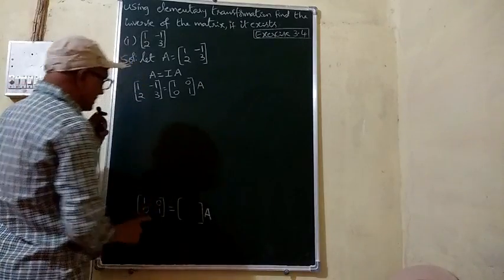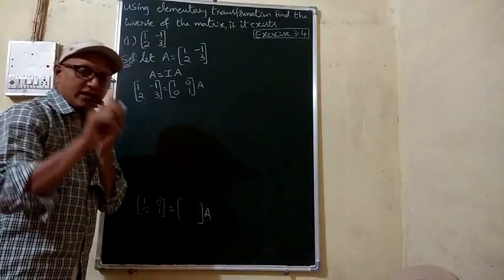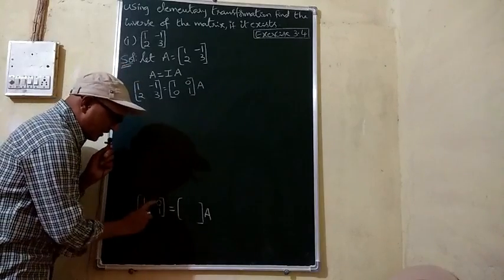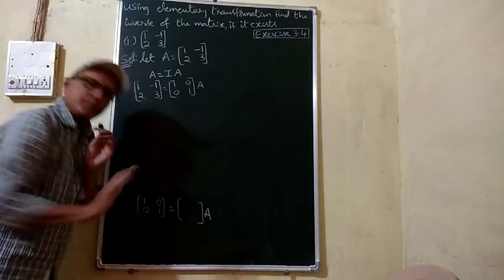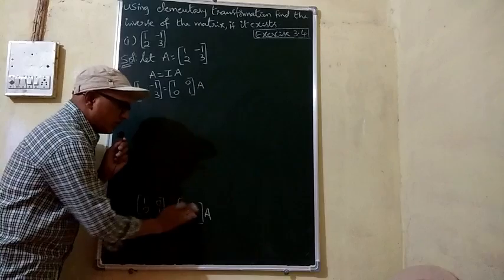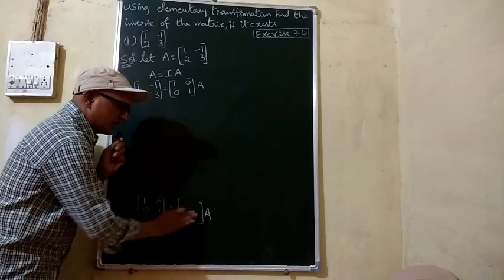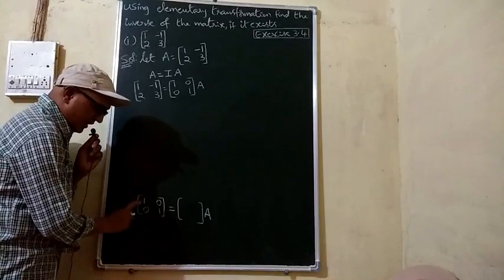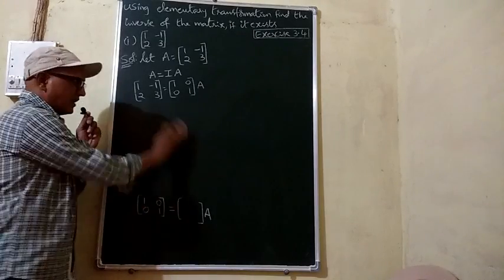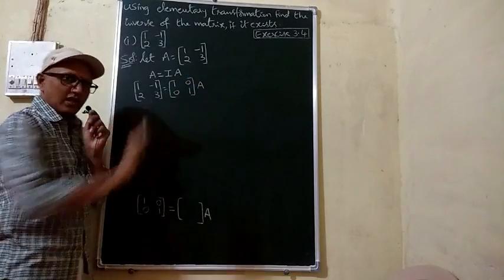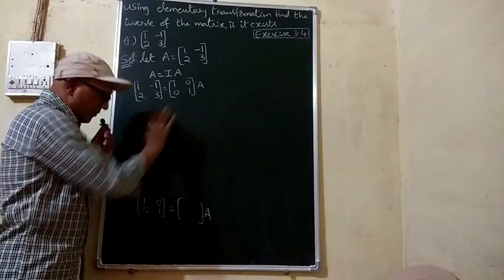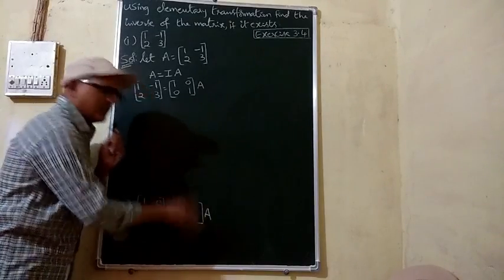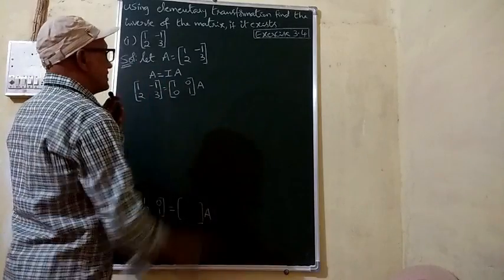Okay, now let us see. Here our target is to get 1, 0, 0, 1 here. Automatically we get the inverse of the matrix here. Our target is to get 1, 0, 0, 1 here by using some operation. That operation I will tell you. Whatever we get here, that is our answer.